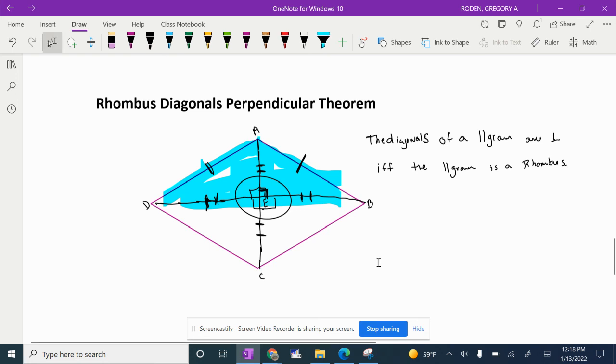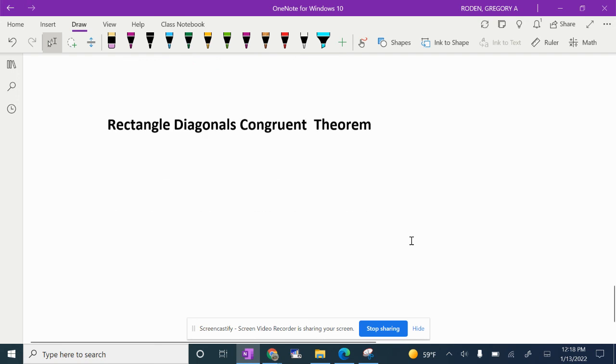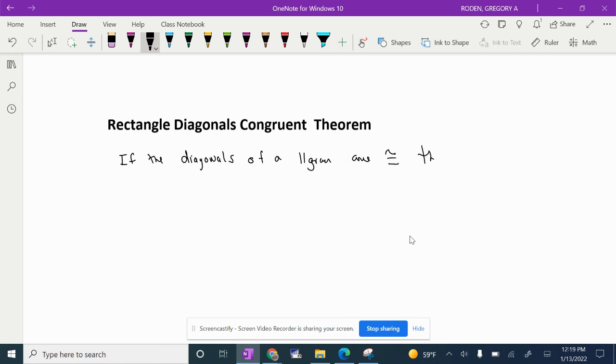Okay? All right. And the last thing, the rectangle diagonals congruent theorem. Rectangle diagonals congruent theorem. Okay, so this is what this is saying. Here's what I would say. If the diagonals of a parallelogram are congruent, then the parallelogram is a rectangle.